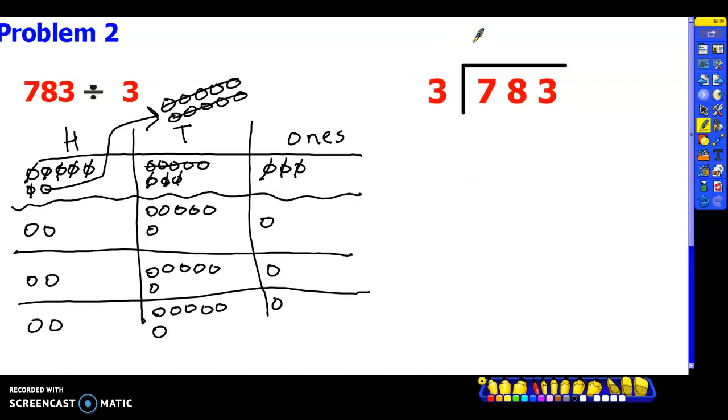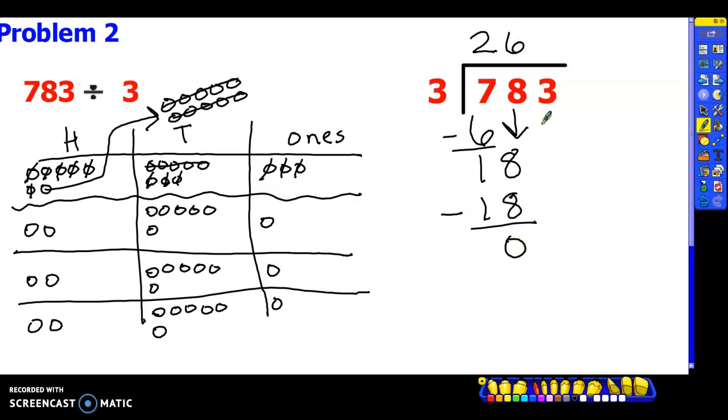Alright, 3 goes into 7, it went in twice. 3 times 2 got me to 6. I have 100 left over. I bring down my tens, now I have 18 tens. 3 goes into 18 6 times, and 3 times 6 is 18. I'm left with 0. I bring down my 3 1s. 3 goes into 3 one time with an answer of 3 and gives me a remainder of nothing.